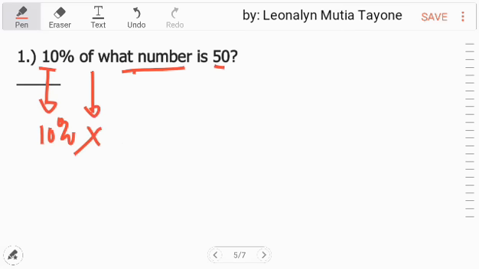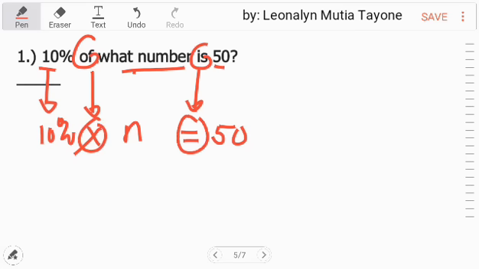Of what number, let n be our number, or pwedeng x. Kahit anong gusto nyong gawin dyan, basta variables ang ilagay nyo dyan. So, let n be that number. Is, lahat ng is, equal yan siya. 50. Again, 10% of what number is 50? Of multiplication yan, is, equal yan siya. What number? So, let n be that number.